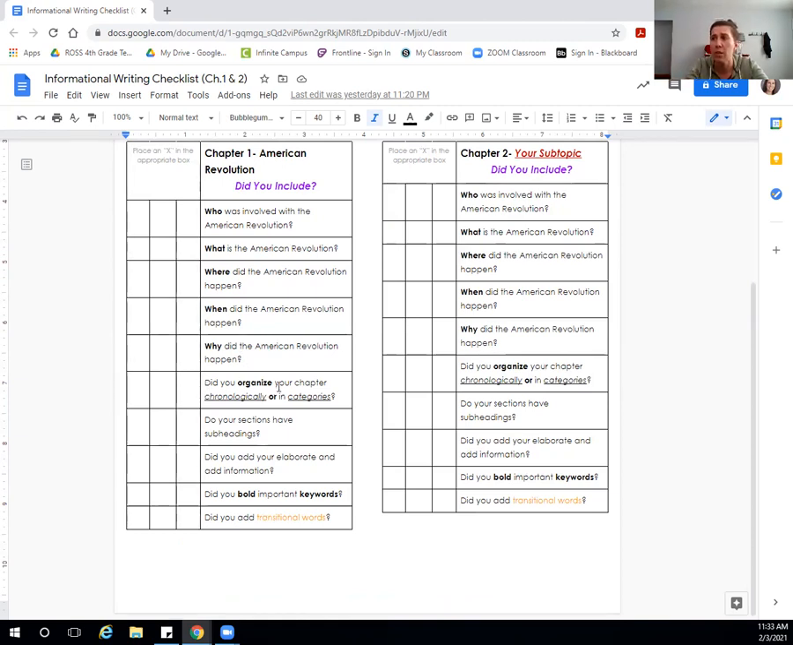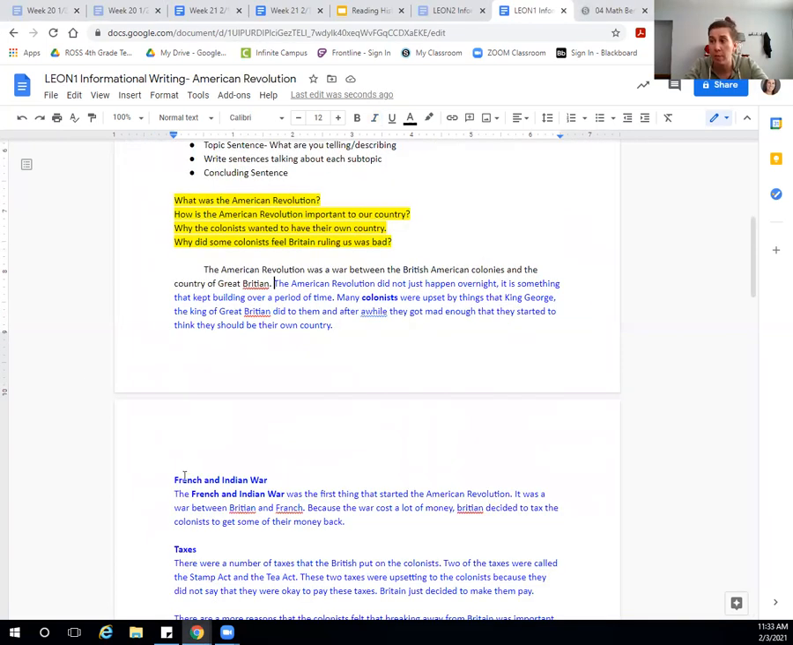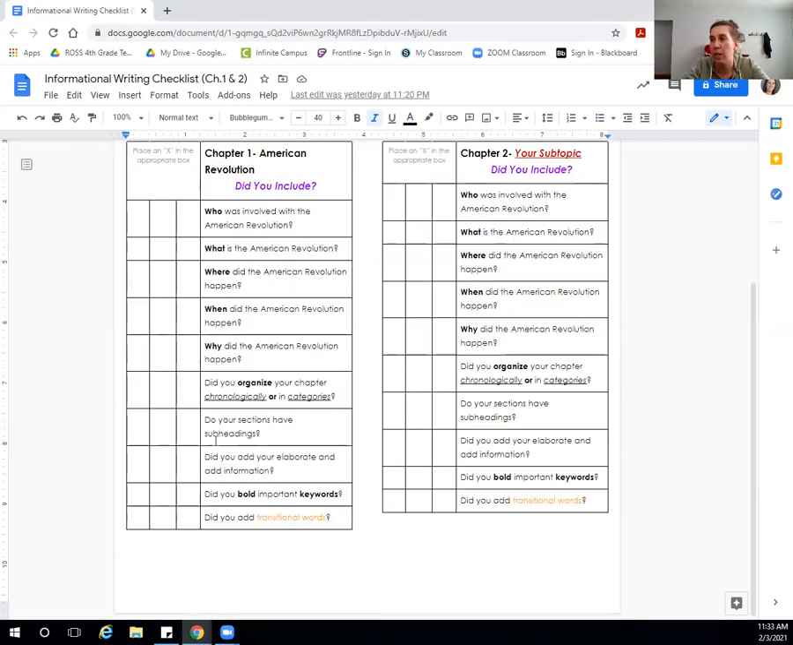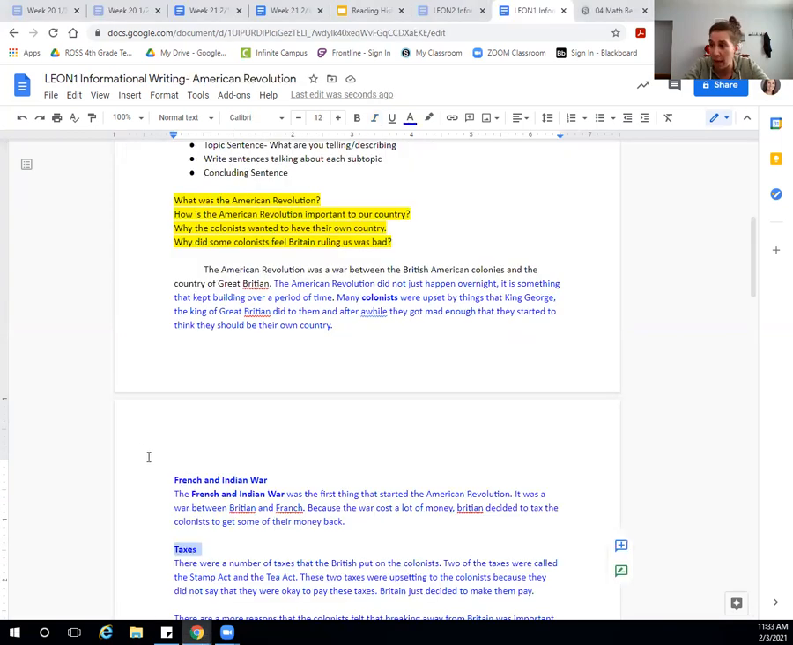I need to ask myself, did I organize my chapters? Did I do it by chronological order or by categories? I look back at my chapter. I do see that I have it organized. I have the French and Indian War. That's a subtopic or subheading. And I see taxes. Yes, it is organized. I can mark yes. Then when I look at my checklist, it says, do your sections have subheadings? They absolutely do. I have that already bolded and sectioned out.